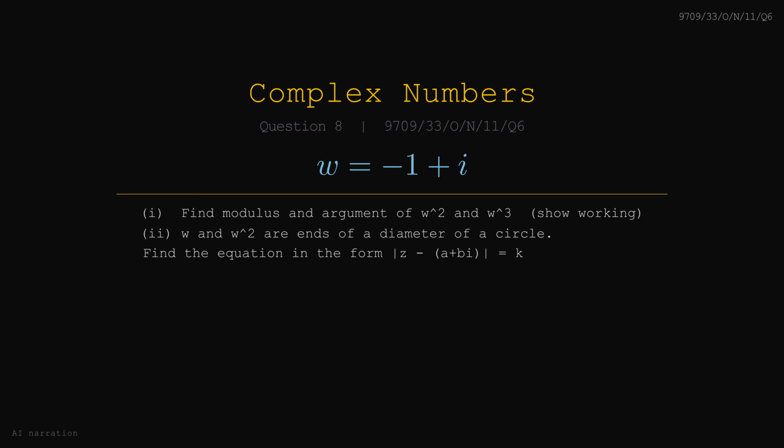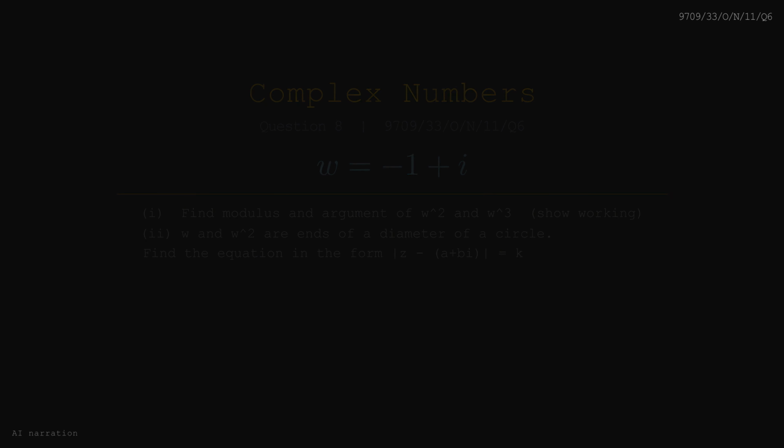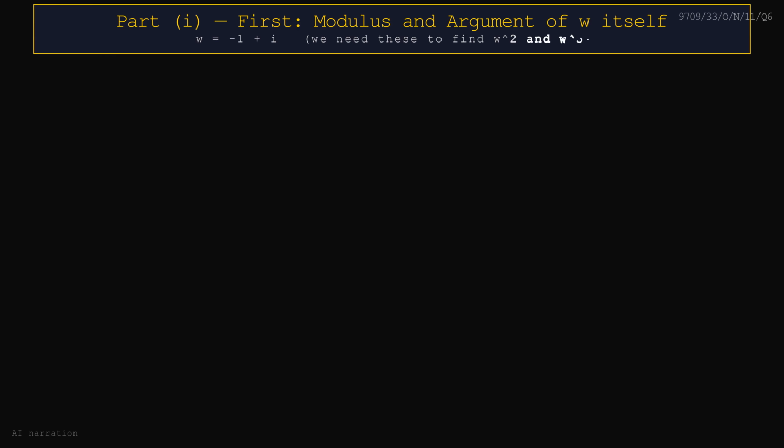We begin with W itself, modulus and argument. Part 1. First find the modulus and argument of W itself. We need these before tackling W squared and W cubed. Split the screen into two columns. Left column, the modulus of W.